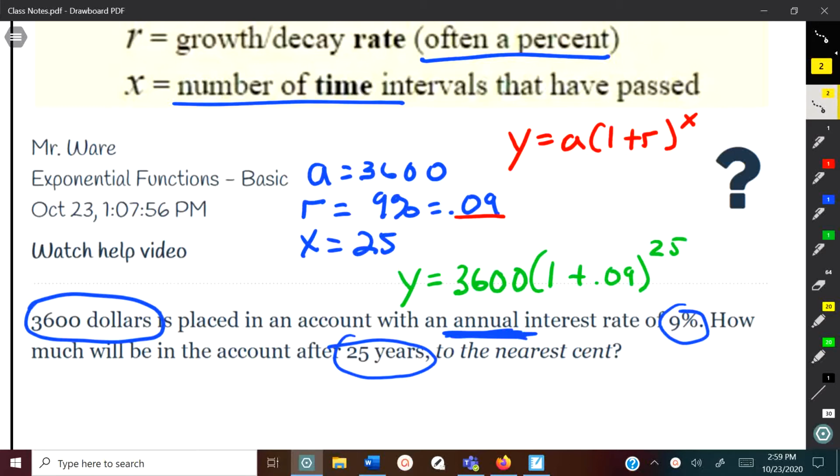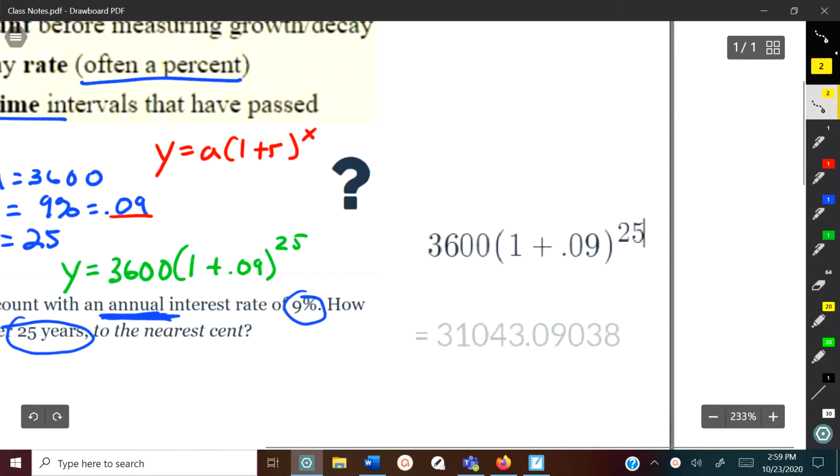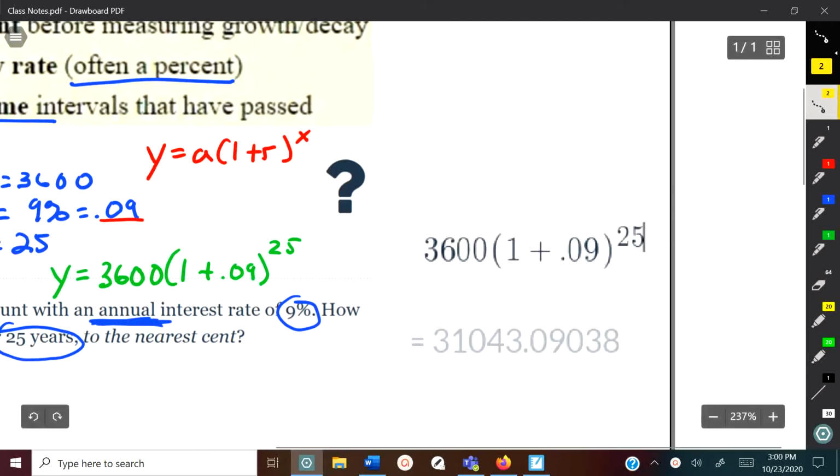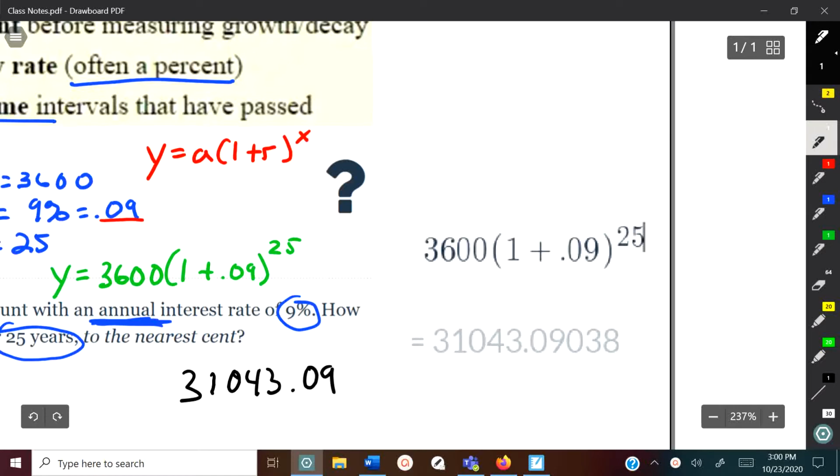Alright, so if you type this into the calculator, just like that, 3,600 parentheses 1 plus 0.09 close parentheses, and don't forget to raise it up to the 25, you'll get this number here. And they want us to round to the nearest cent, so you got to take a look at the number after the cent, and if it is 5 or higher, raise it, and if it's 4 or less, leave it alone. So you leave it alone. So your answer is going to be $31,043.09. So this is your final answer.